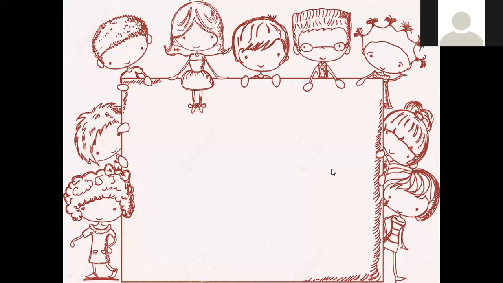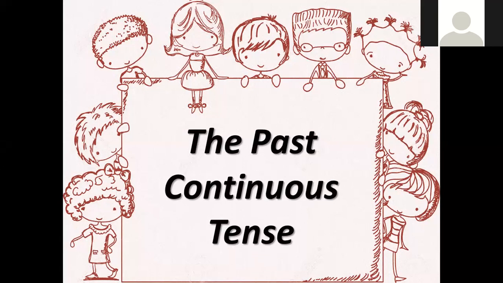Okay, today we're having a grammar lesson. Our lesson is mainly about a tense. We're going to study and find out new things about a new tense. The tense we're going to tackle today is the past continuous tense.